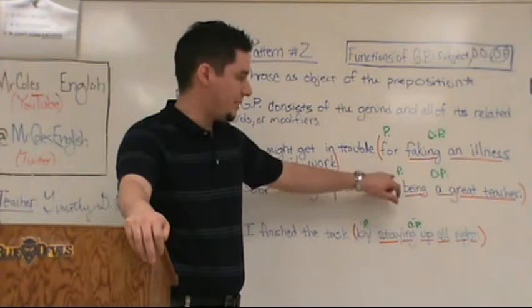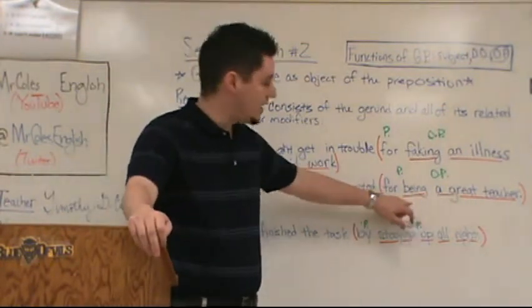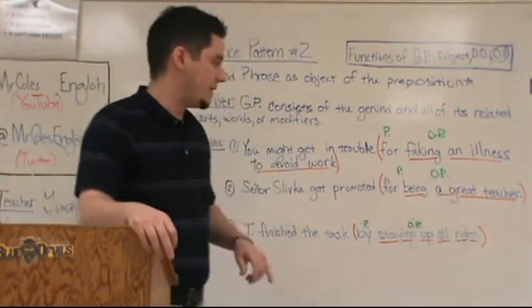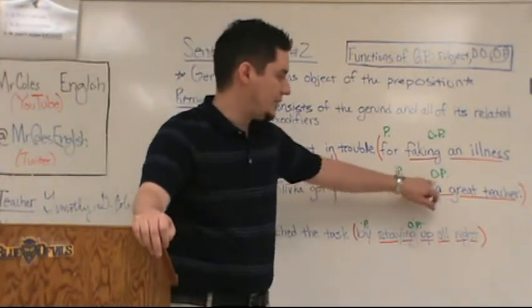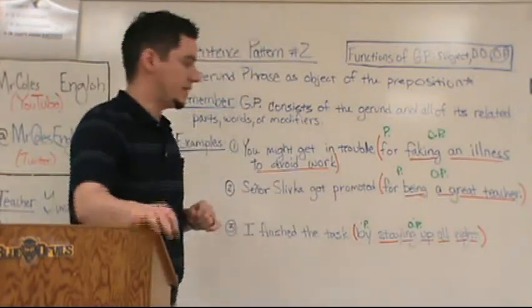We have for, which is a preposition, and then the verb be has been turned into being, making it a gerund. Right? And then we have our related words, a great teacher, modifying being. So for being a great teacher creates the prepositional phrase, and here we have the gerund phrase together acting as the object of the preposition.